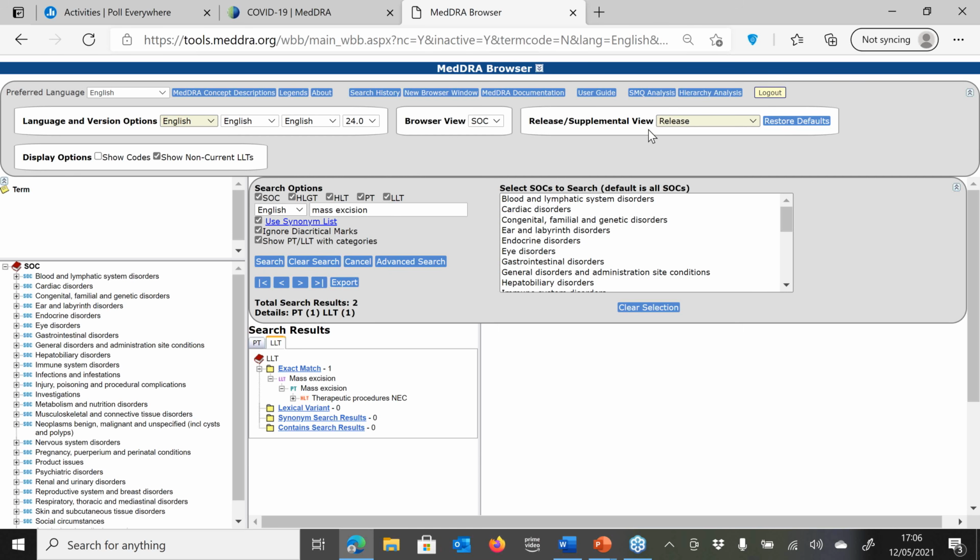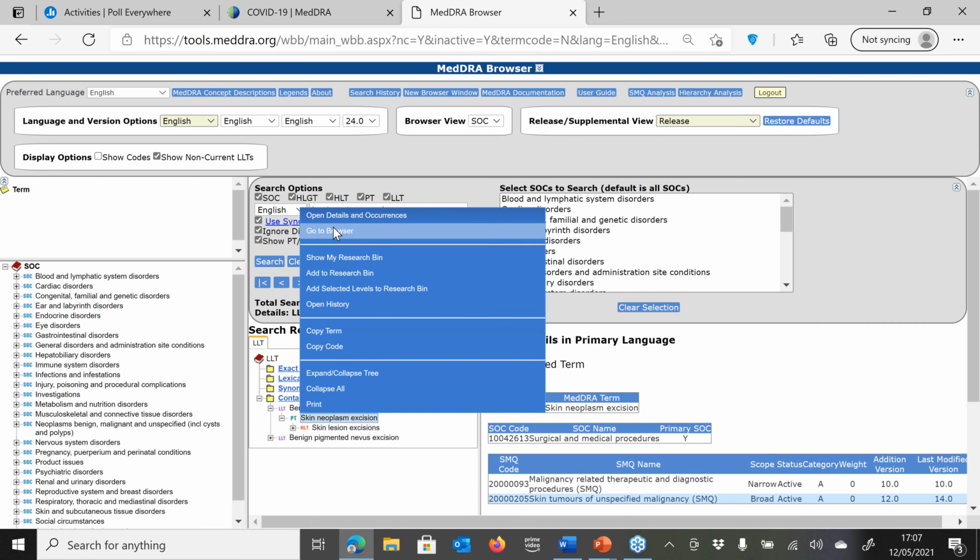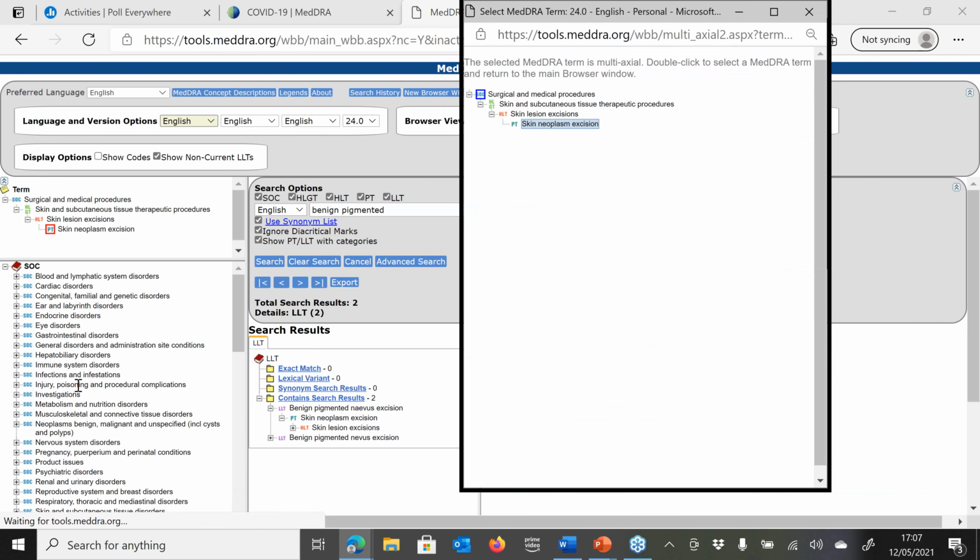So here I'll go to the browser straight off and I'll look for my benign pigmented mole, wasn't it? Well, let's have a look under benign and pigmented. And we see, there isn't something with mole, but there are two terms that actually capture the excision, a benign pigmented nevus excision. So benign pigmented nevus is under a PT of skin neoplasm excision. So if I go there, go to the browser, we can have a look here.